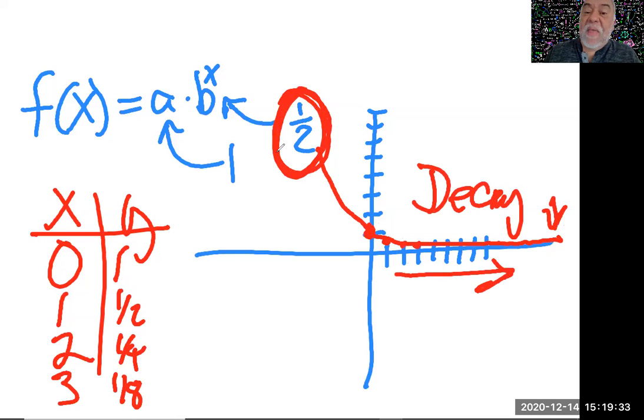So when you're looking at a graph, you can tell whether it's growth or decay. If it's increasing, if it's going up, it's growth. If you're looking at the b value, if it's greater than 1, it's growth. If you're looking at the graph and it's coming down, it's decay. If you look at the b value, the number there, and it's less than 1, it's decay. And that's all there is to the basics of y equals ab to the x, an exponential function. So if you can understand that, you understand growth and decay.